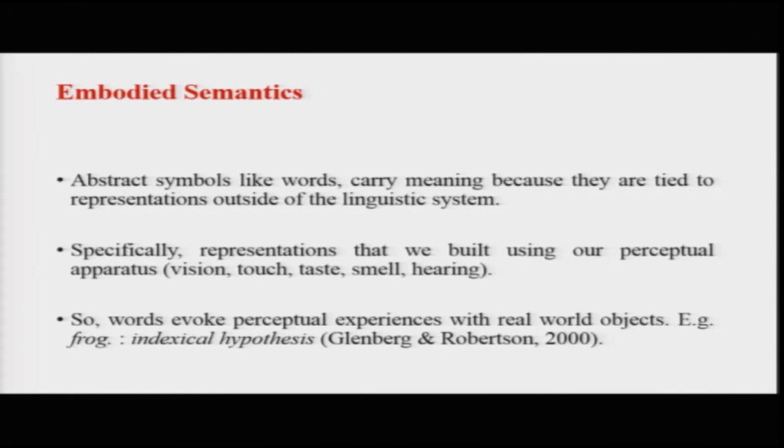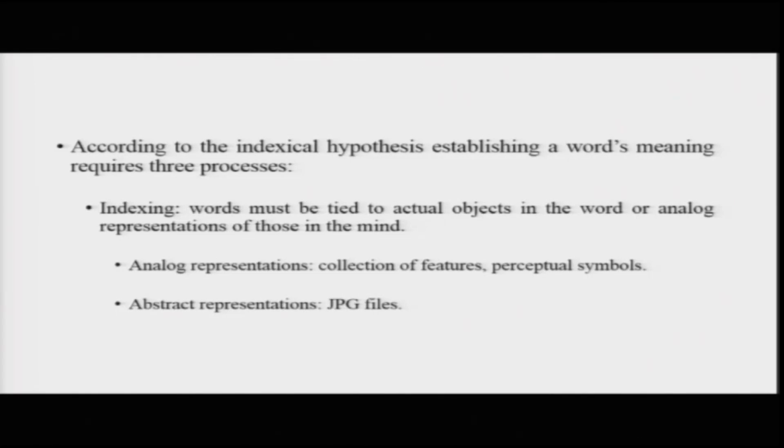The indexical hypothesis was put forward by Glenberg and Robertson in the year 2000. What does the indexical hypothesis say? It prescribes a particular way of establishing a word's meaning, and it says that this entire process should have three basic processes. The first process is indexing. Indexing is that the word must be tied to actual objects in the world or analog representations of those in the mind.